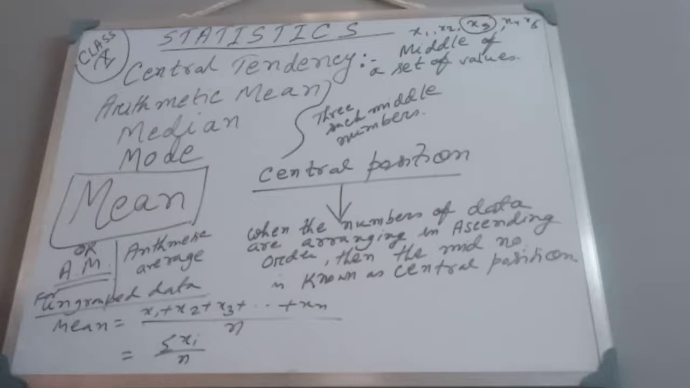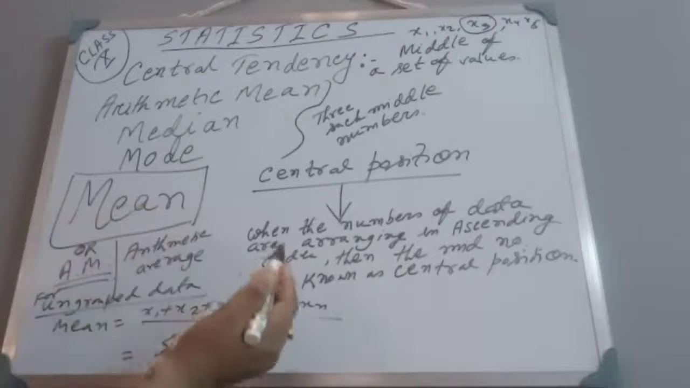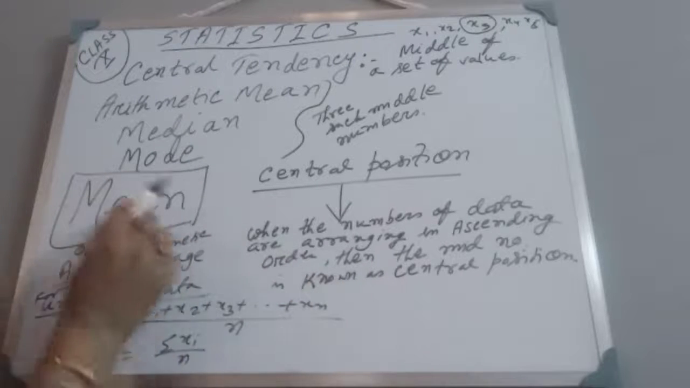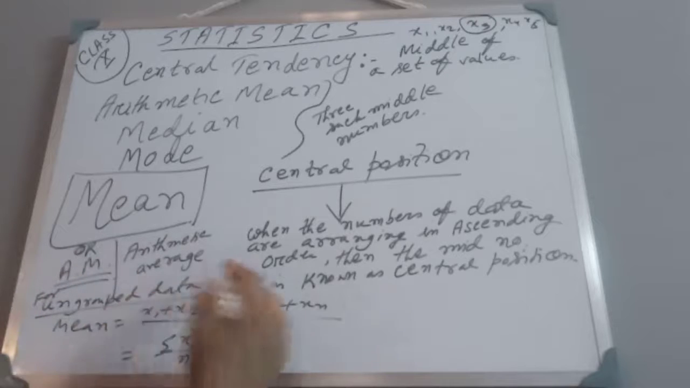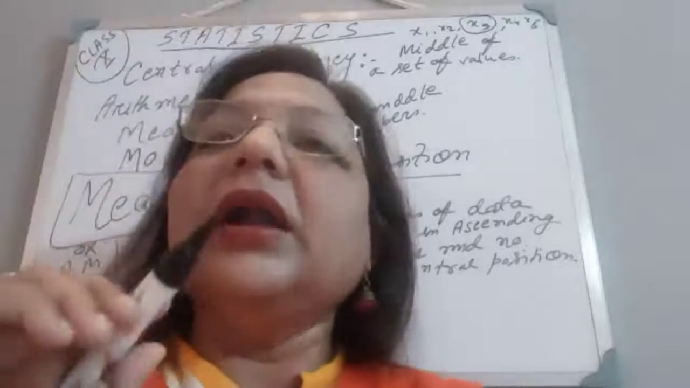Today we will discuss arithmetic mean, or we can say arithmetic average. To find the arithmetic average, at first we have to see whether the values we have to work with are grouped data or ungrouped data. This is very, very important. Grouped data and ungrouped data, that is very, very important.